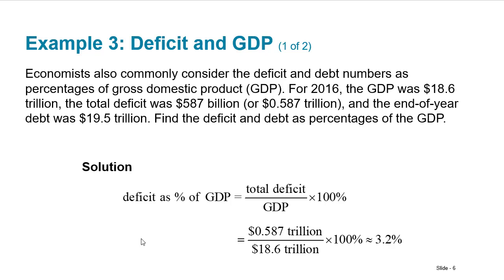So our deficit as a percent of the GDP is just total deficit divided by GDP and then multiplied by 100% to make it a percent. So there's our 0.587 trillion. See, we just have to put them both into trillions. That's why we had to list it as 0.587. So the trillions basically cancel out and we just get a number, right? So it was 3.2%. So basically that means that our deficit was 3.2% of our gross domestic product.